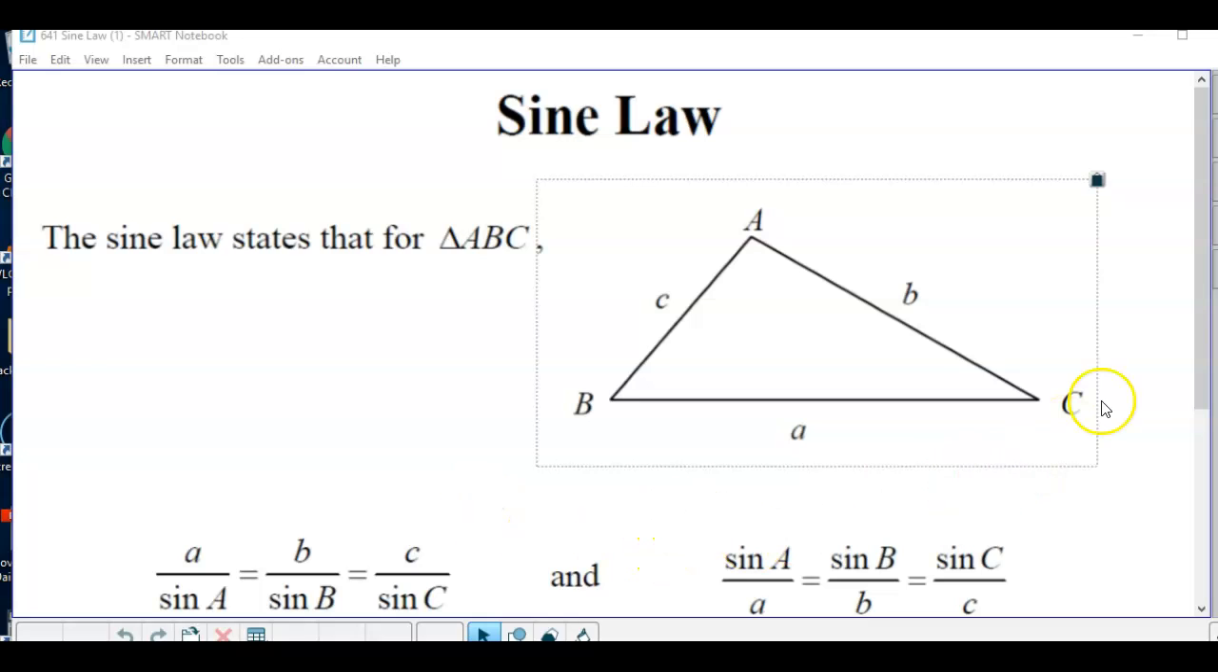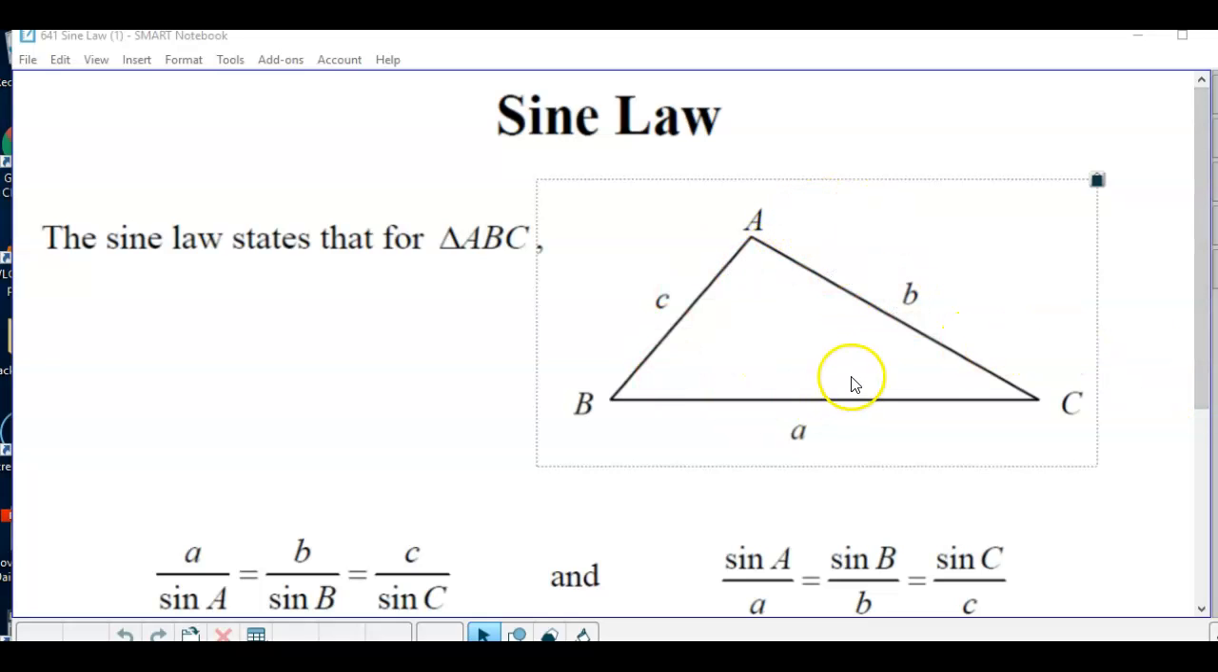Okay, so we're going to look at the sine law. Up until now, you've been using trig in right-angled triangles. There are two laws that we're going to learn that will help us with oblique triangles, so triangles that don't have a 90-degree angle in them. The first one is the sine law, and then we'll learn the cosine law as well. There isn't really a tan law, so there's one each for sine and cosine.